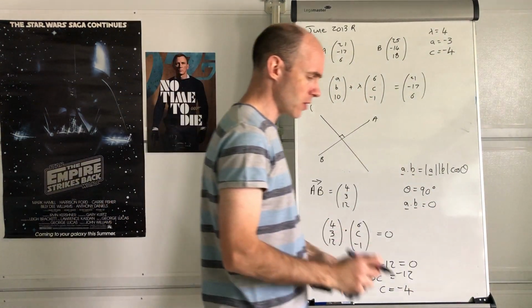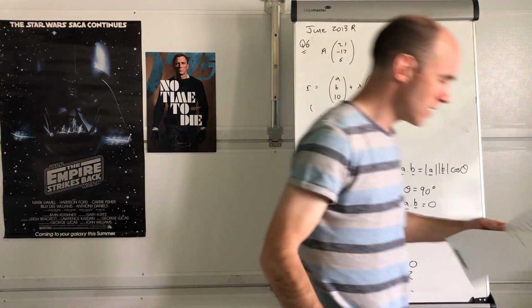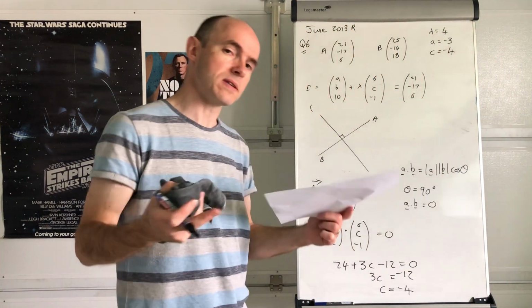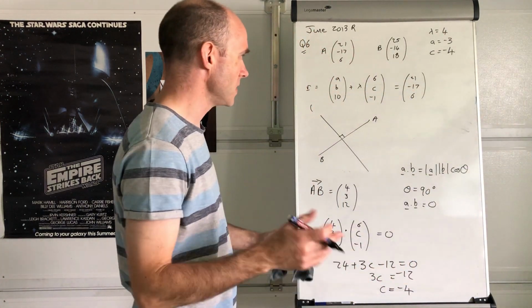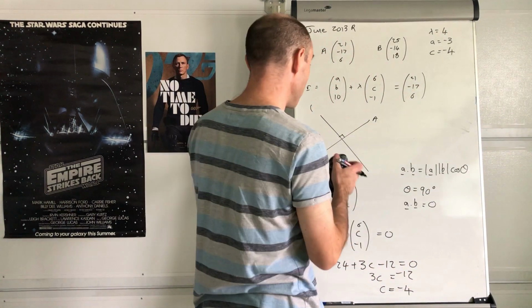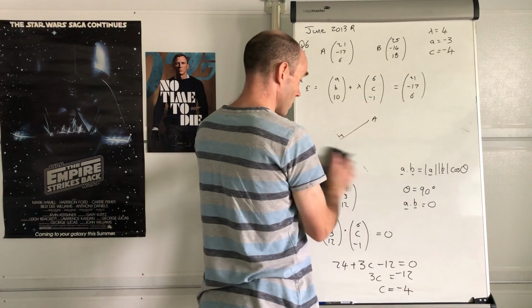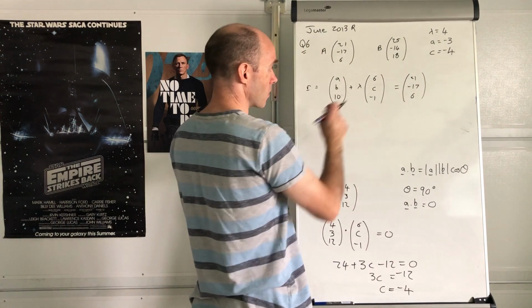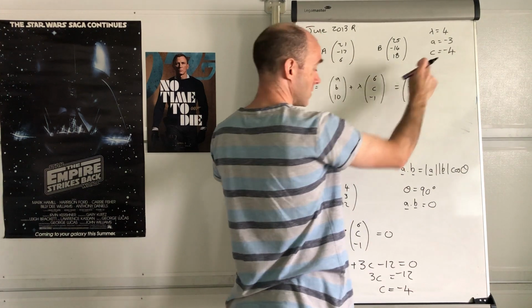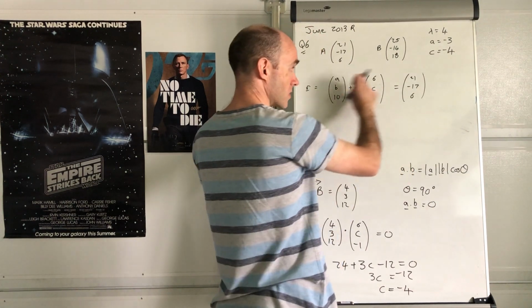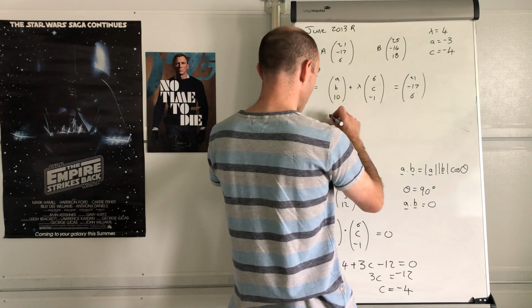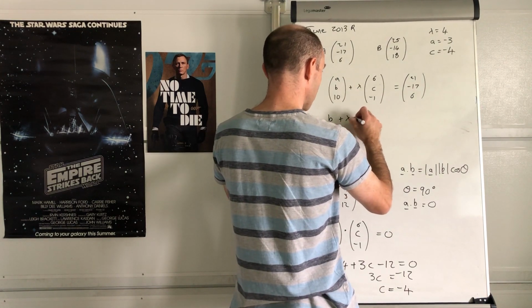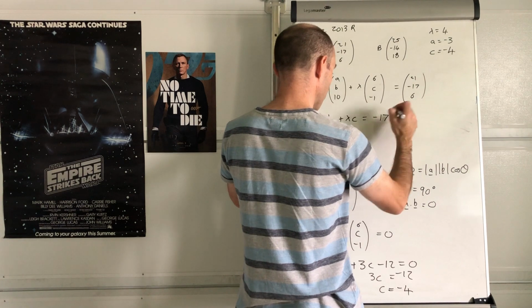Okay, now the question says use that fact to find the values of b and c. Well, we've just found what c is, haven't we? So we need to find what b is. How do we find what b is? Well, remember earlier we equated the top row and the bottom row. We've not looked at the middle row yet, have we? The y components. Okay, so let's look at the middle row. So b plus lambda c equals negative 17.